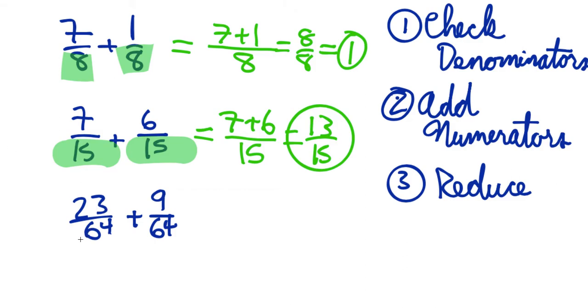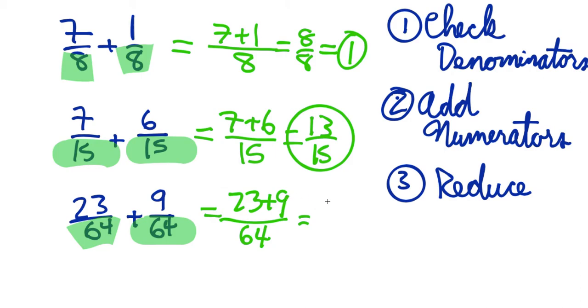Okay, last example here. 23 over 64 plus 9 over 64. Oh, looks like the 64s are a match. Good. We can do the easy addition up top. That's going to be the 23 plus the 9. We got our mega denominator, 64 over here. And then 23 plus 9, that's 32 over 64.